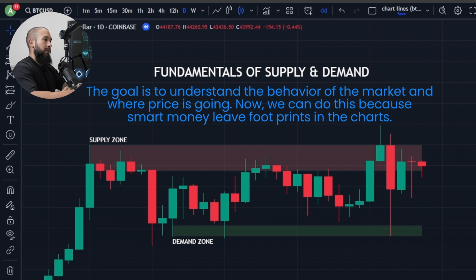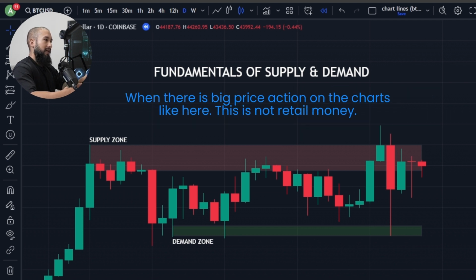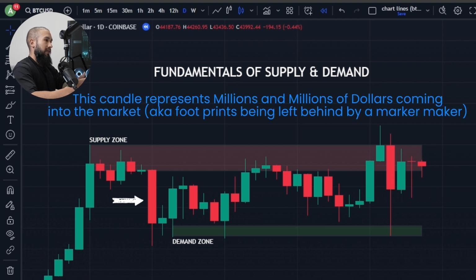Now we can do this because smart money leaves footprints in the charts. When there's big price action on the charts like here, this is not retail money. This candle here represents millions and millions of dollars coming into the market. This is a one-day candle, aka footprints being left behind by a market maker.